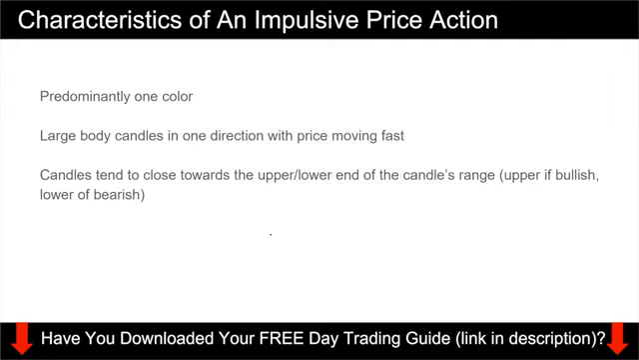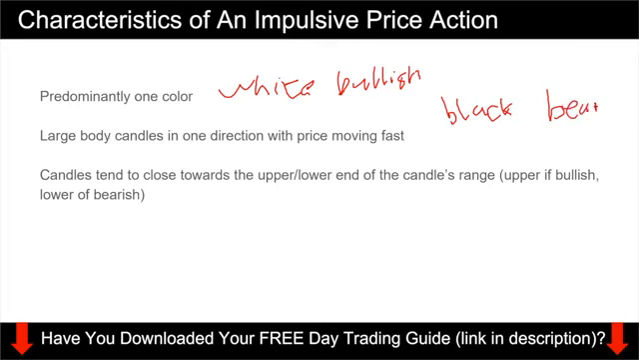That depends on your chart. If your chart is white is bullish, which most people are, let me just write that out. Let's say white is bullish and black is bearish, and you do see a bullish impulsive movement, then you should see most of the candles being white. That's what I mean by predominantly one color.